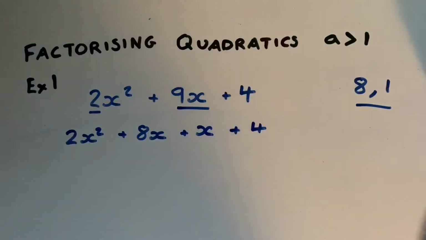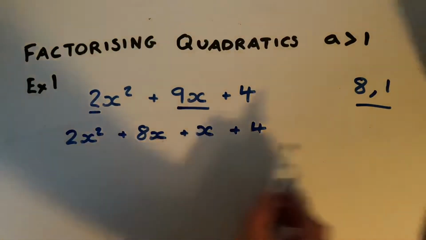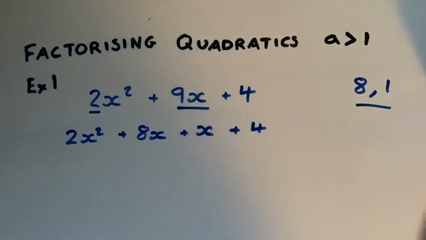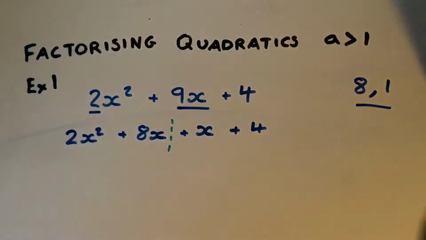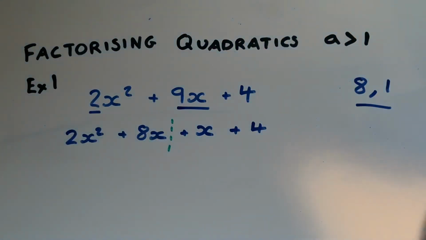Now, can anyone in the classroom tell me why I just wrote x instead of 1x? Thank you very much, John. We don't need to include the 1 when it's just 1x. Very good. So now what I'm going to do is draw an imaginary line between our 8x and x. And now we're going to factorise the two sides separately.